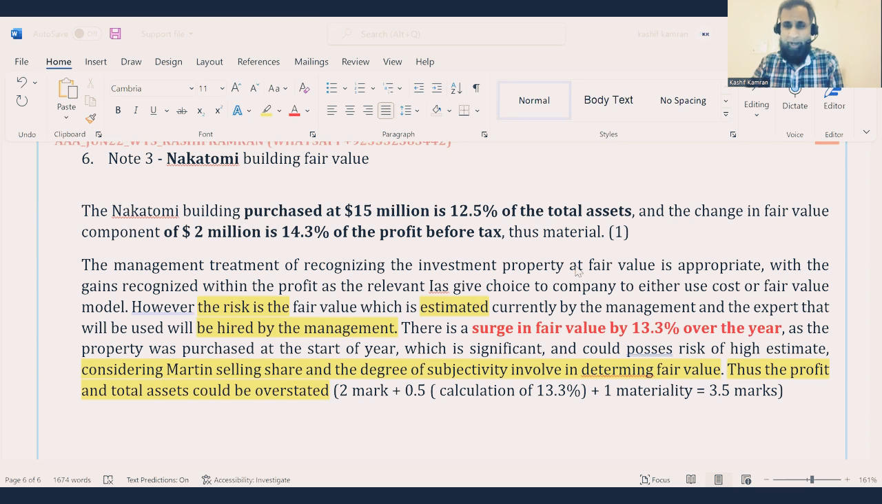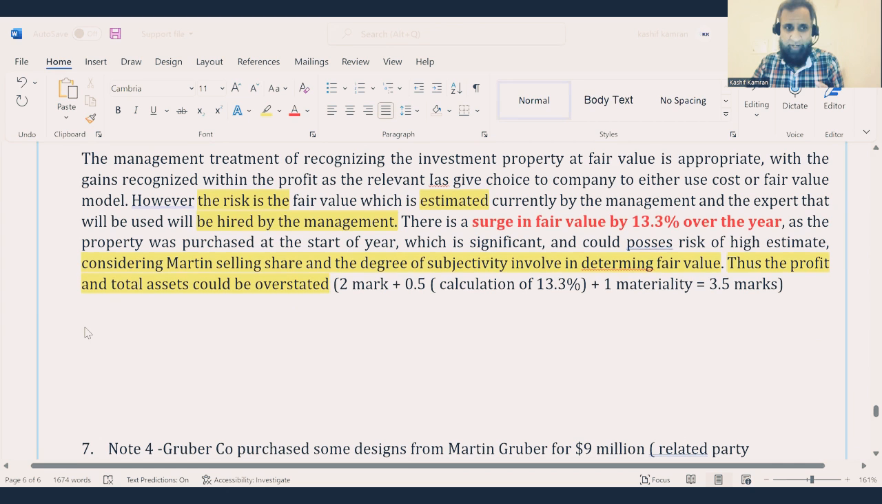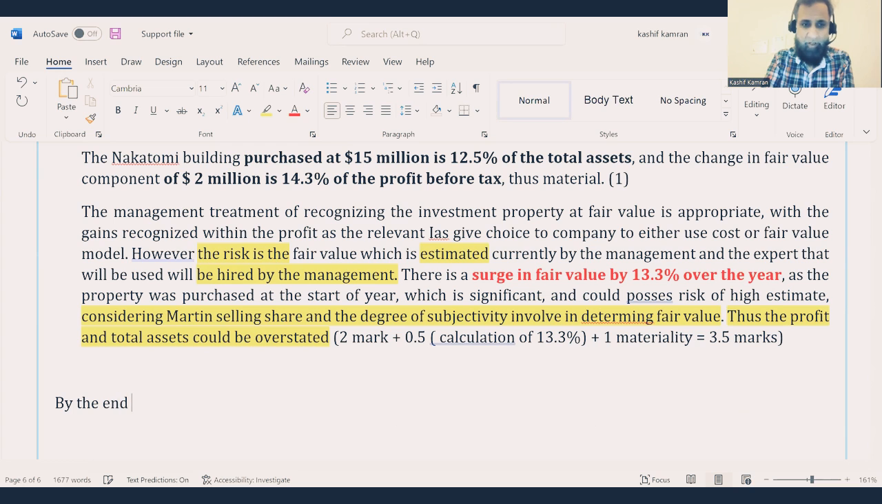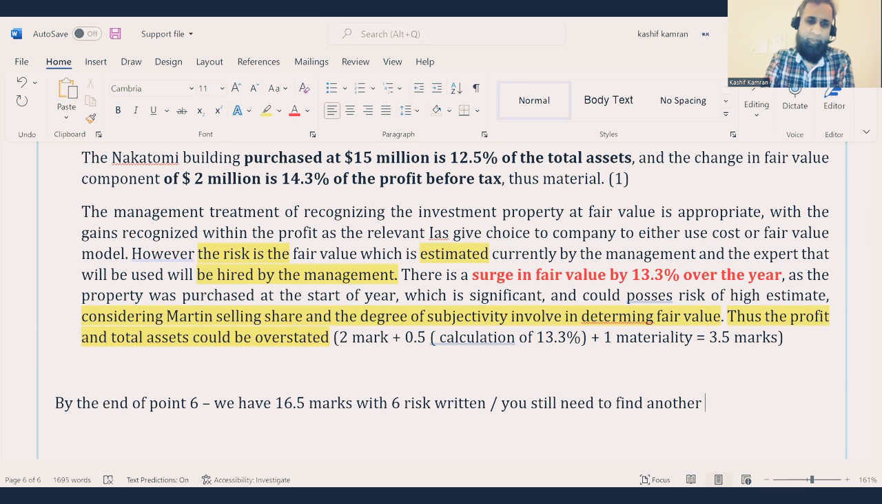Right, is that clear to all of you? How many marks have we got so far? 16.5 marks, right? By the end of point 6, we have 16.5 marks with 6 risks written. So how many is left? You still need to find another 7.5 marks. So you need to find another 7.5 marks to complete your answer.